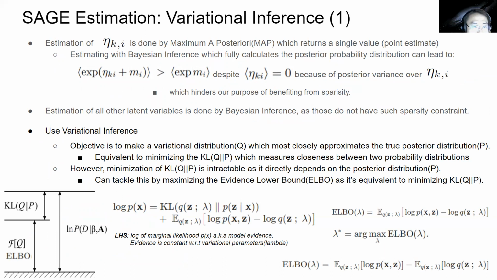The estimation of eta, which is the component, is composed of two parts: the component mean and the variance of that component. The component mean should be a point estimate instead of a total posterior distribution, for this reason: let's say the expectation of the point estimate. So basically, this is about the sparsity.